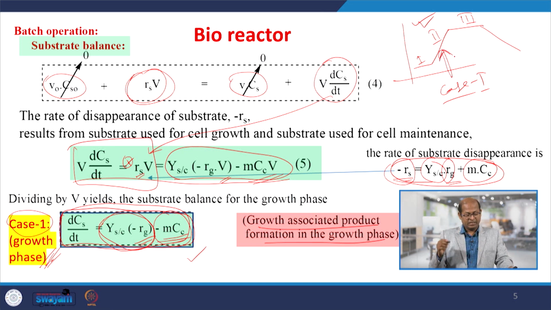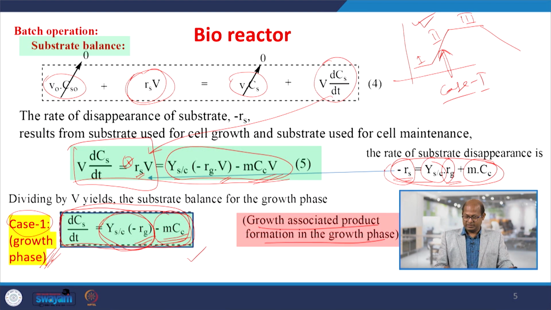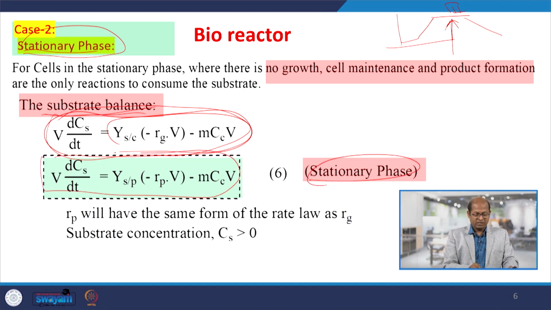Here's the rate of the substrate consumptions, and in the case of the third phase, that is the stationary phase, case 2, in that case the substrate balance we can write this way. Okay. So, here YSC means this equation for substrate disappearance for case 2, and in this case we can write this way, this is for stationary phase. Okay. So, V into dCs by dt equals YSP minus Rp into V minus MCC into V.